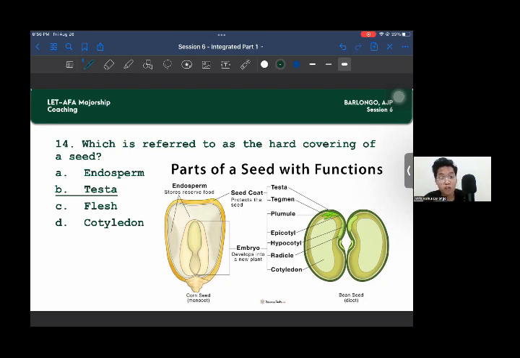Ang endosperm doon na i-store yung food or yung biological reserves ng isang buto. So ayan yung ginagamit, diyan nagmumula yung mga carbohydrates, yung starch na kailangan ng isang seed para tumubo siya further. So, nasa endosperm yun. Next is yung flesh actually is somehow similar to the endosperm. Ayan. So, next is yung cotyledon. Halos same din sila na endosperm because it is a part of the, hindi.